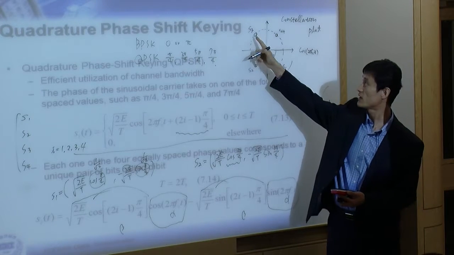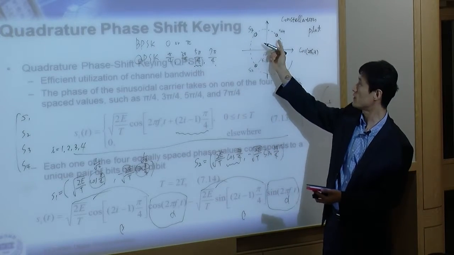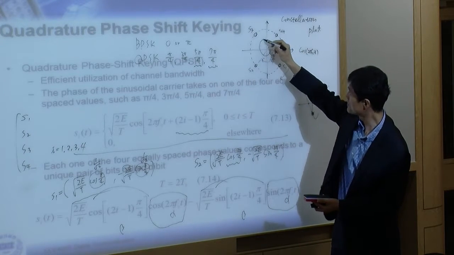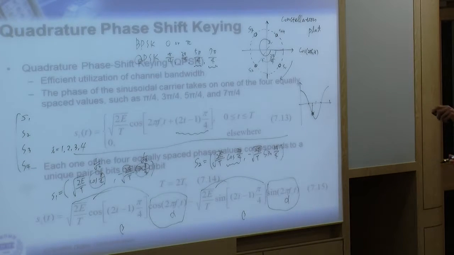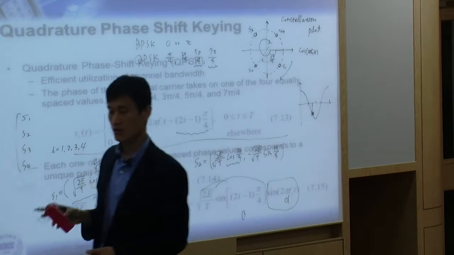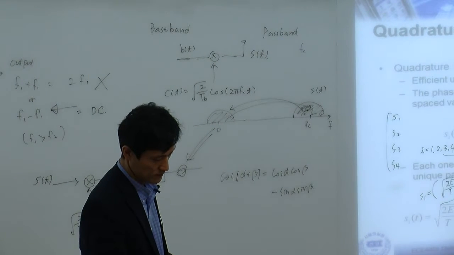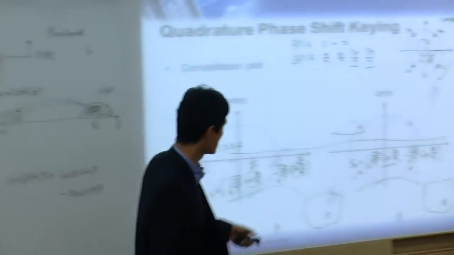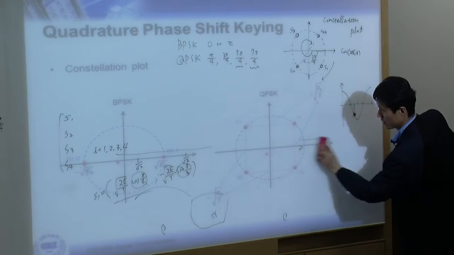Same way you can do that. S3 has this phase. So you are rotating that much. S4, we have this much phase. So S4 is going to be like this much rotation in phase, right? So eventually, you're going to get this picture. S1, S2, S3, S4. So that's the picture for the QPSK. Okay. So simply speaking, let's go all the way. So this is a picture eventually you're going to see. Let me draw this one. This is going to be a picture.